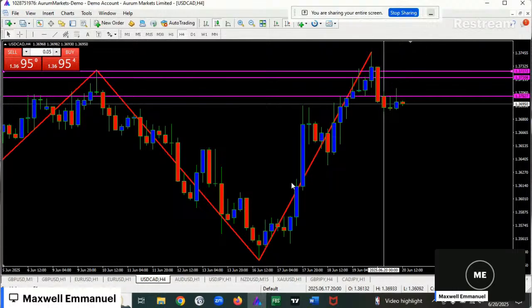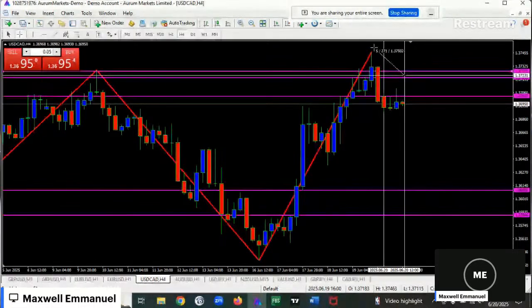So that's my take. If price pulls back into this zone and we see opportunity to sell, set our stop loss just a few pips above this level. Let's say from this point, we just set our stop loss a few pips above this level.